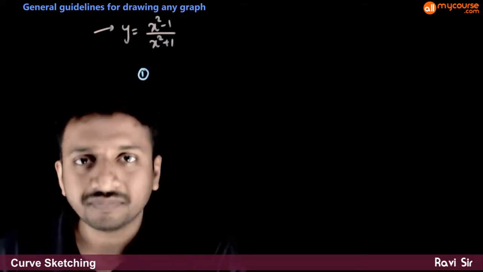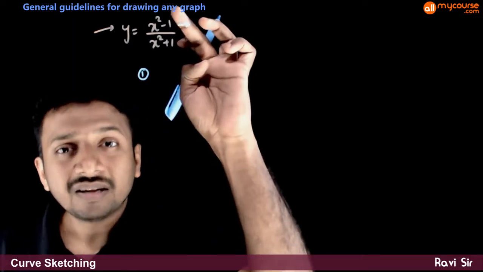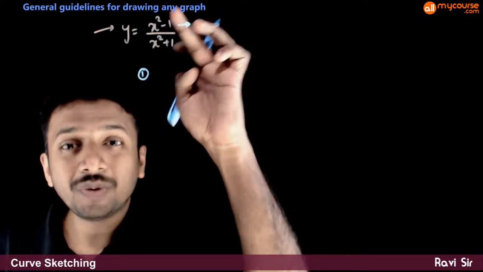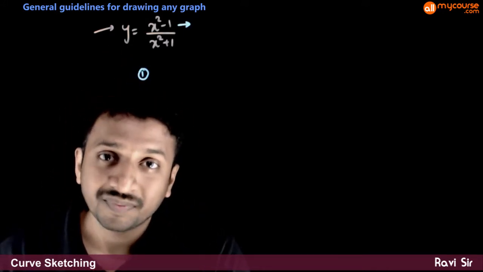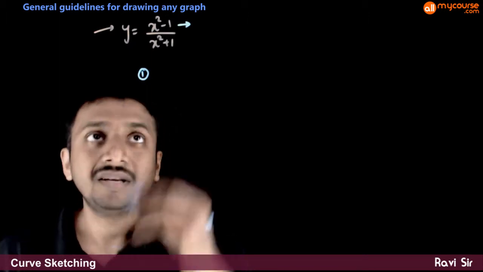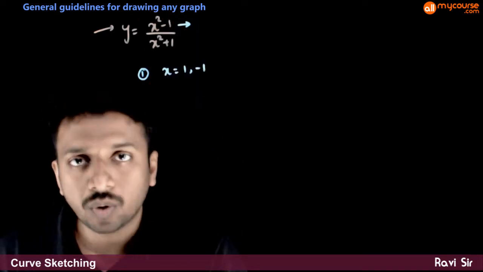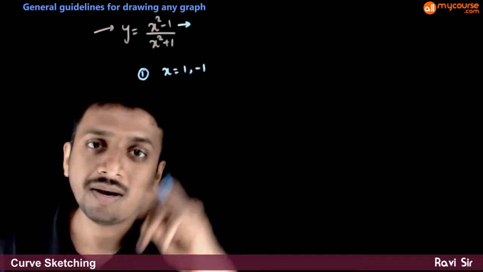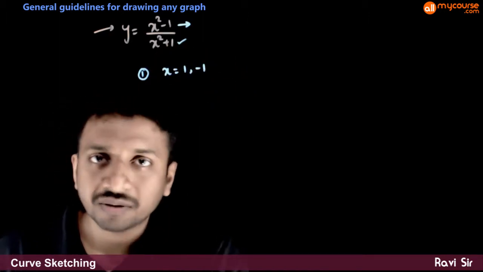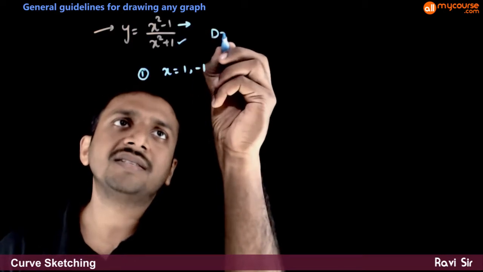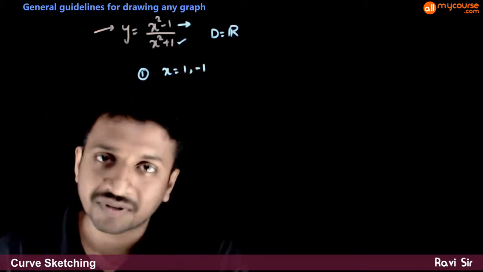First, look at the zeros, that is the points where the numerator is equal to 0, the points where y is equal to 0, where the curve meets the x-axis. So the critical points are x equals 1 or −1, since x² = 1 implies x = 1 or −1. And x² + 1 is never equal to 0, so the domain of this function is all real numbers.